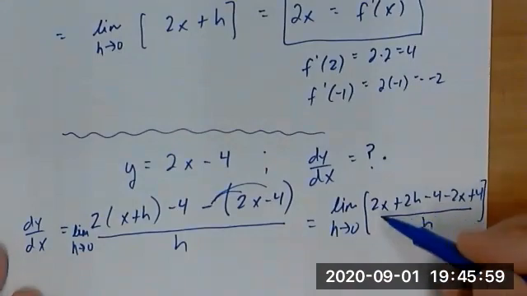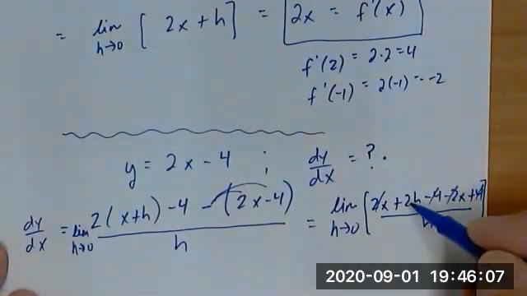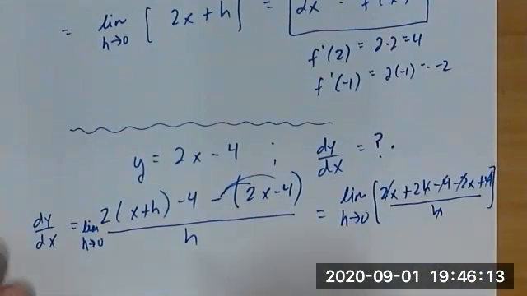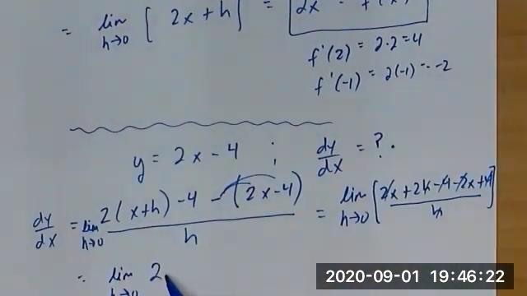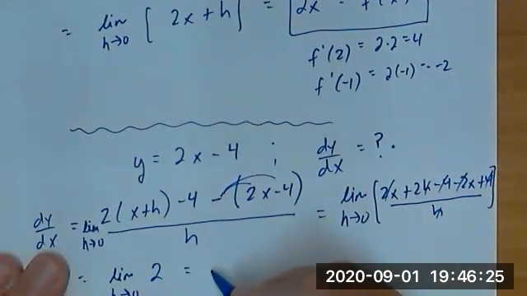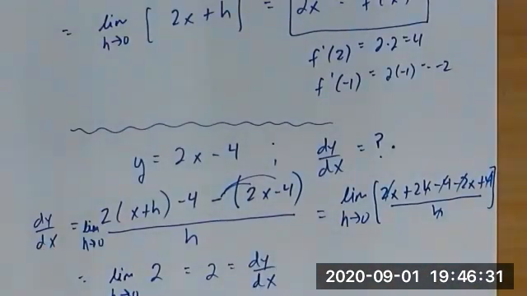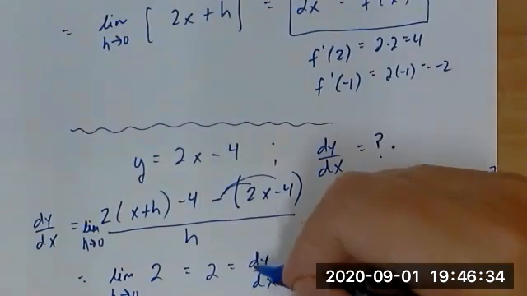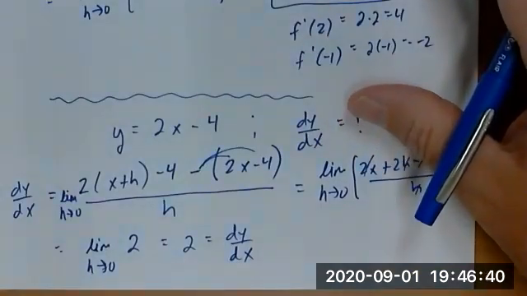Now see if I can combine like terms. 2x minus 2x, those cancel. I've got negative 4 and 4, those cancel. I'm left with 2h over h. Actually, the h's cancel. So I end up with the limit as h approaches 0 of 2. Of course, there's no h's even in here, so it's just going to be 2. So what's interesting is the derivative is just a number, 2. Derivative is a constant. Does that make sense?